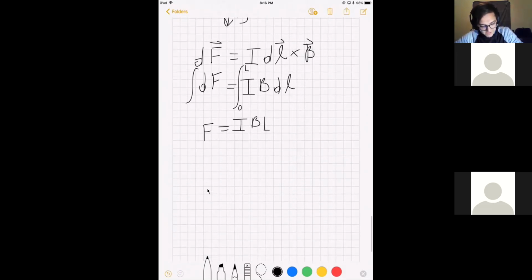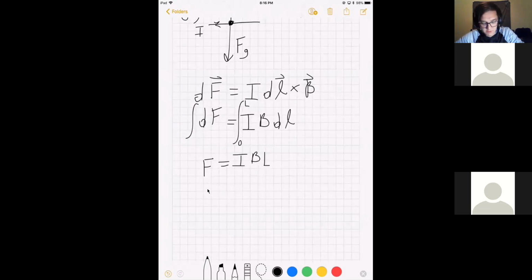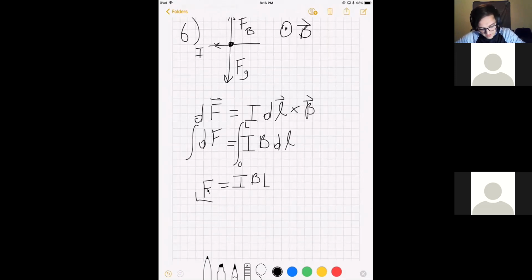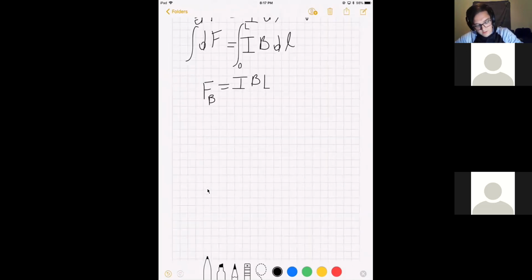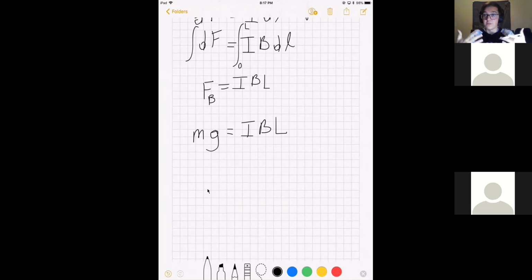All right, cool. So we have this, and what do we want this to be equal to? What is the condition of F? So this is FB, right here. We want FB to be equal to FG. That's suspending it in place. That's going to counteract the gravitational force. So we're going to say m times g. m is just the total mass of whatever length we have. We don't know what it is, but generically, it'd just be m times g equals I times B times L. So we've got this equation. All we're doing is saying the weight is equal to the magnetic force.